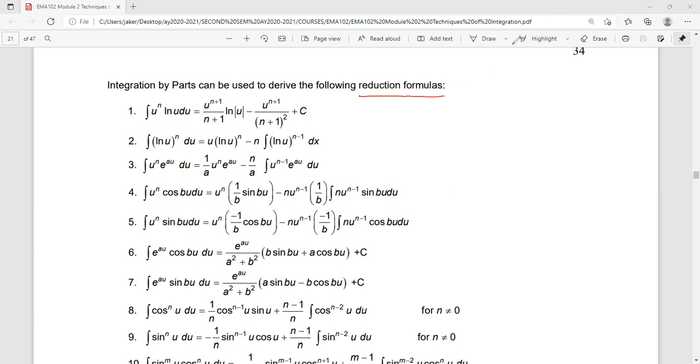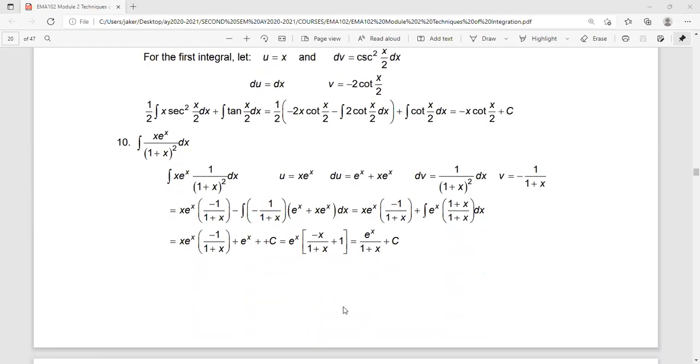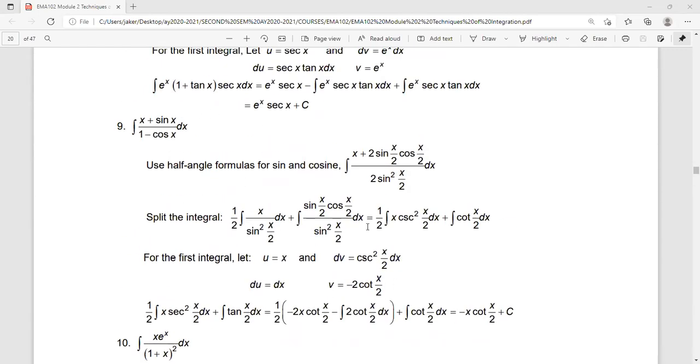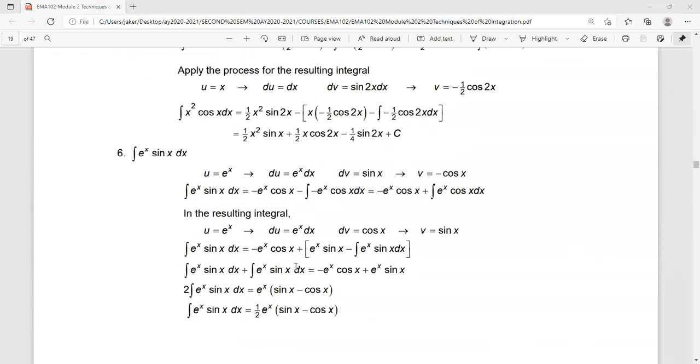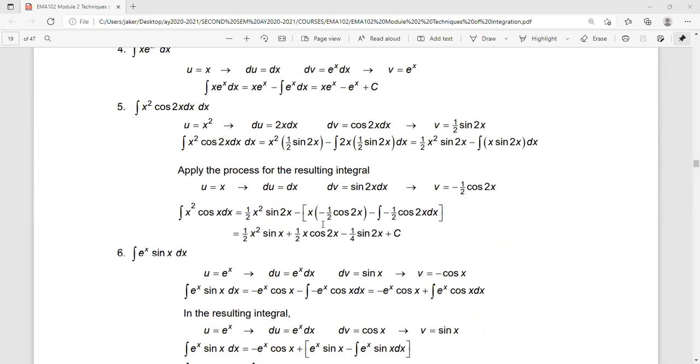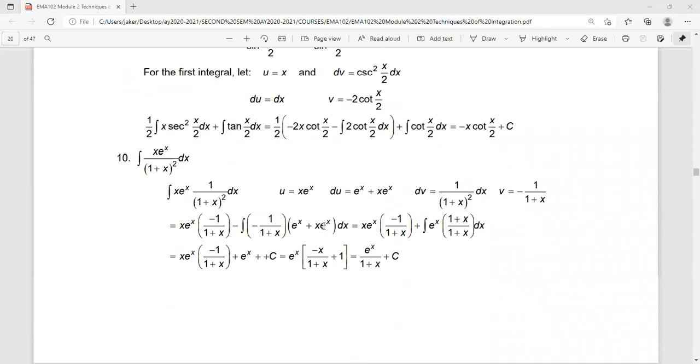So the rest of the examples in by parts, I will clear my marking here. I leave those to you to read, because the solutions are there already, as per our last meeting's discussion. So we can save time, and we'll go straight to the reduction formulas.